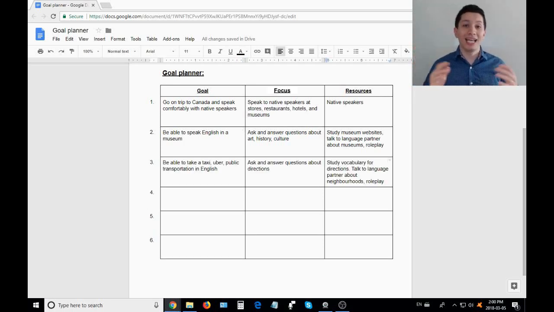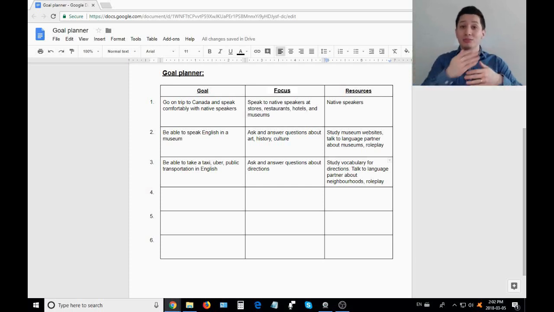So my next goal would be to practice speaking about how to take a taxi, Uber, or public transportation in English. The focus of this goal would be to ask and answer questions about directions. And once again, I find different resources to study this. So now you get the idea.